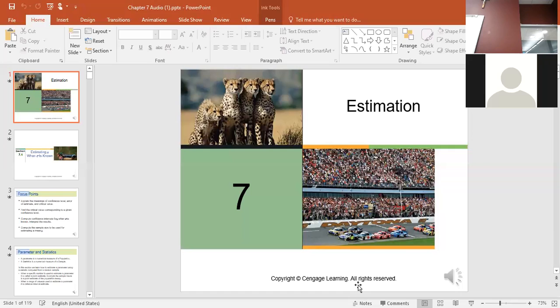You may not conclude, right? Because 9 is kind of close to 10. So in this chapter, we are going to learn to find the range of values within which we expect our parameter to be.